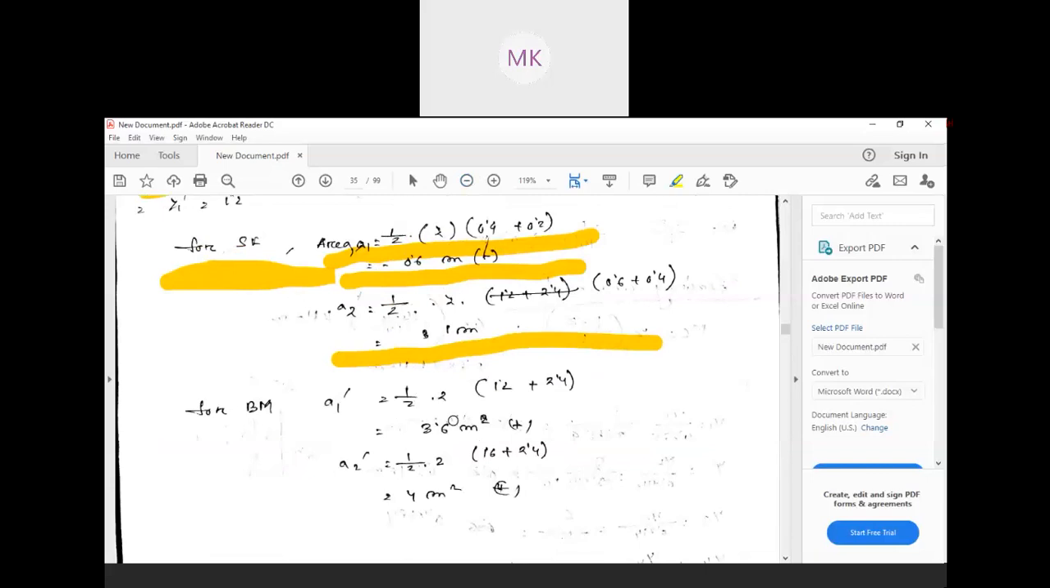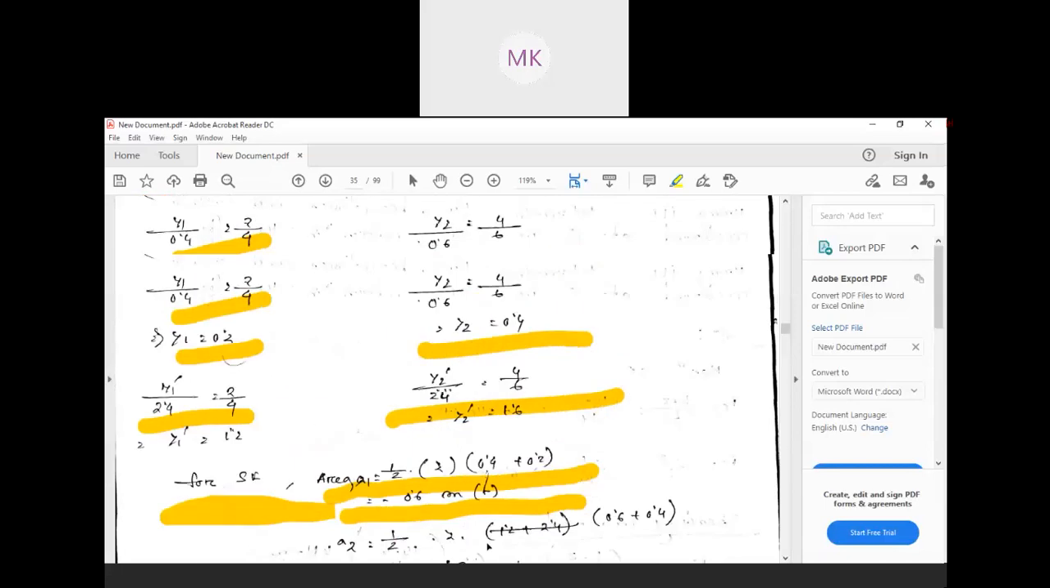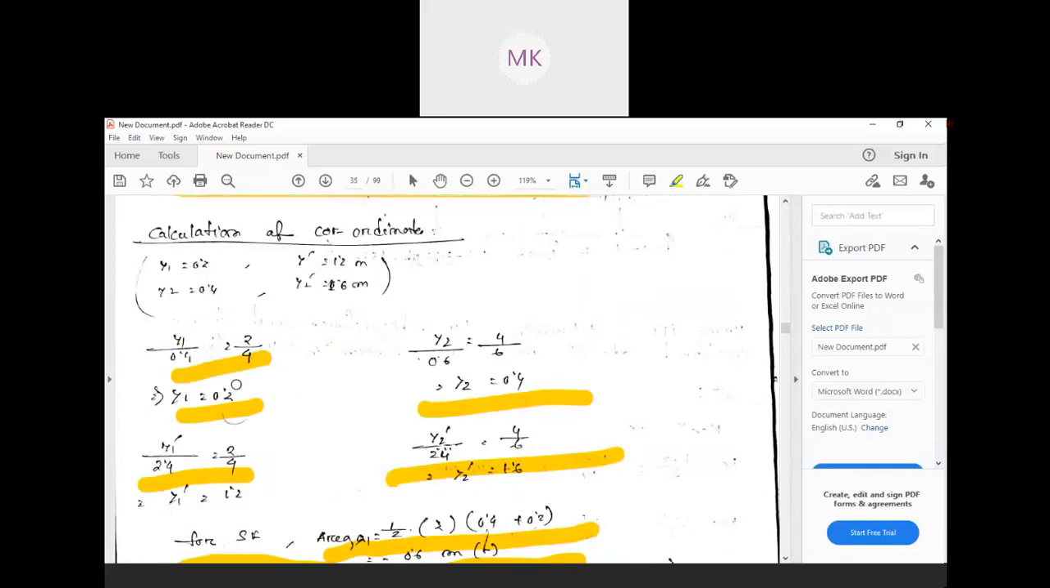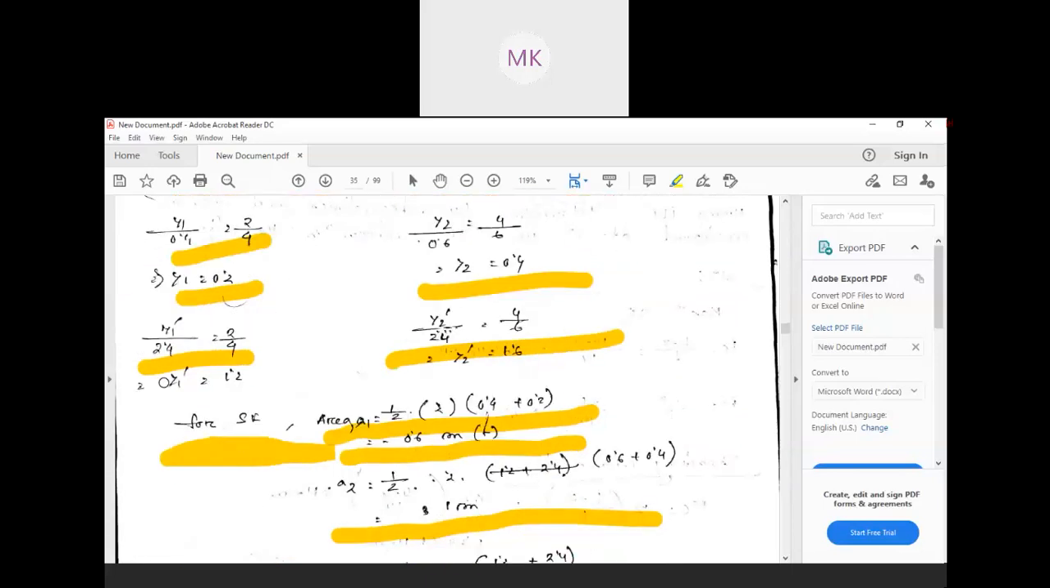Similarly, for bending moment also, after finding out this y1 dash, y2 dash, you can easily find out the area for that trapezium also, for this shaded portion. Use the similar triangle formula for finding out this y1 dash and y2 dash. I'm not showing you how to find out this y1 and y2 dash. It is the same. Here you see y1, y1 dash, y2 and y2 dash. You just try like this. It is already showing here how we have calculated this y1, y2 dash, y1 and y2.